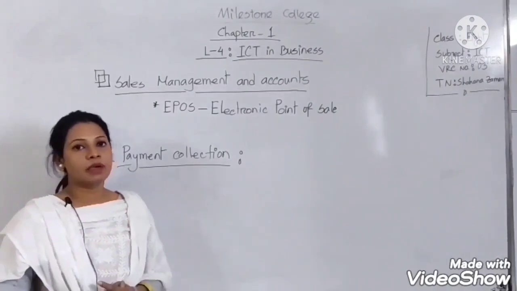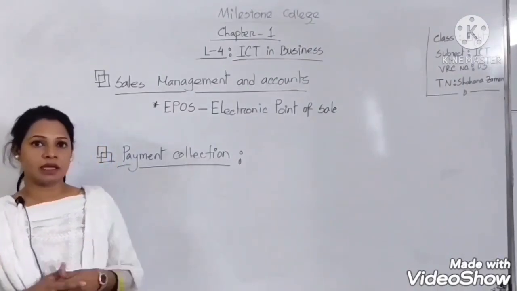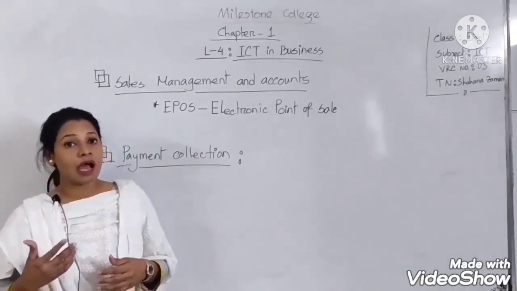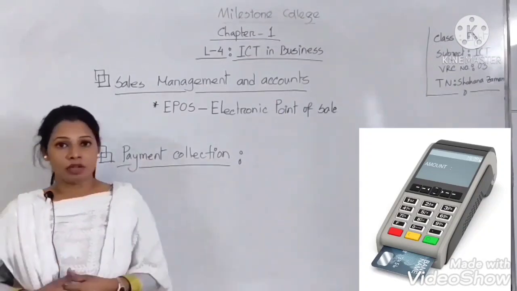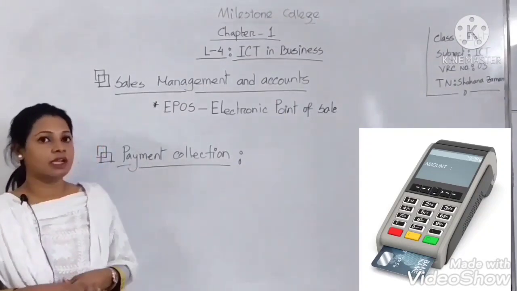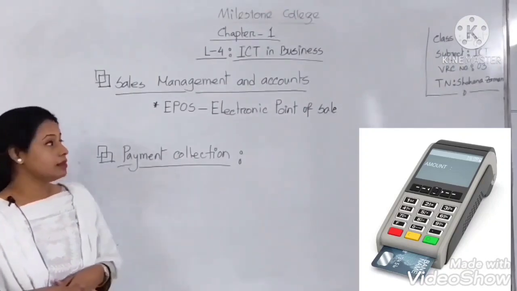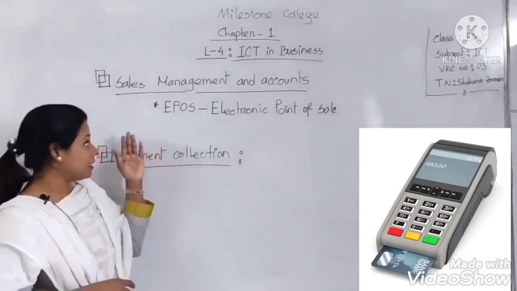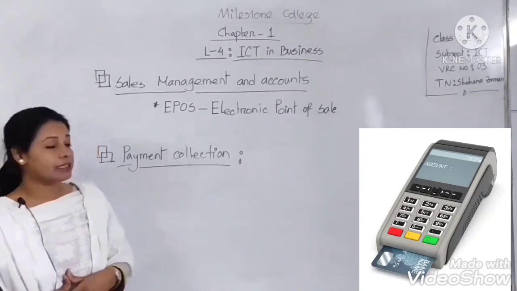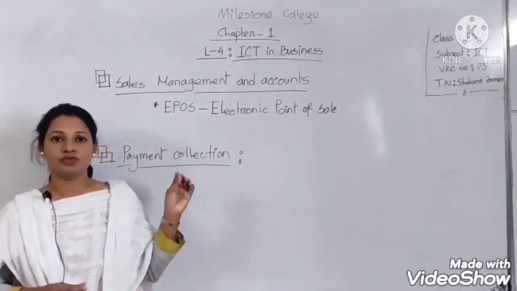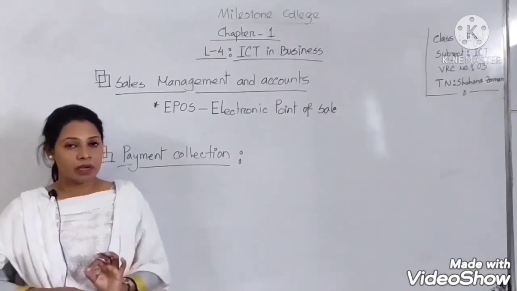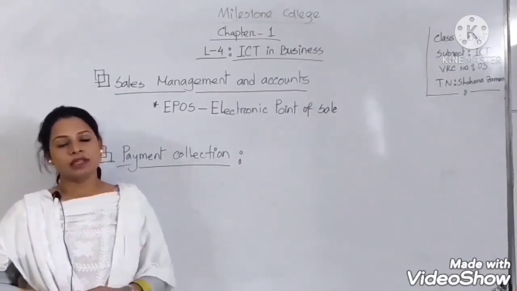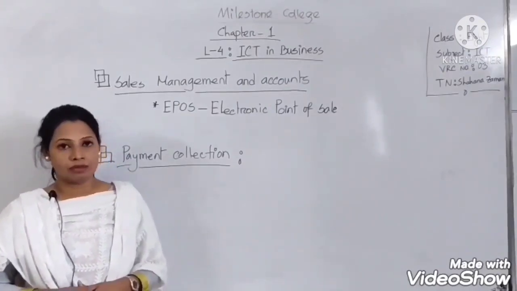Next point, it is sales management and accounts. Yes, whenever you are a businessman, you have to know how to manage the sales. You are producing the product, you are managing the labor, but you have to know how you can manage the sales also and how you manage your accounts. For that, we are using EPOS, that is electronic point of sale. Again, check it, EPOS, the full form is electronic point of sale. In different exams, this full form will come, so remember it carefully. And besides this, we are using different software to manage our accounts also.